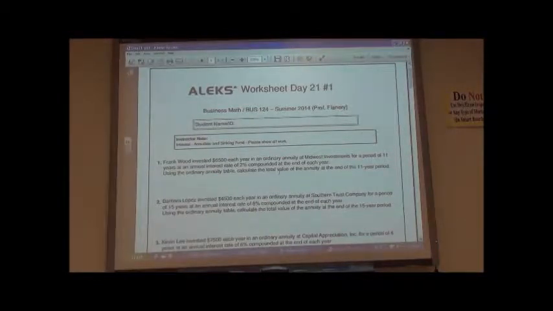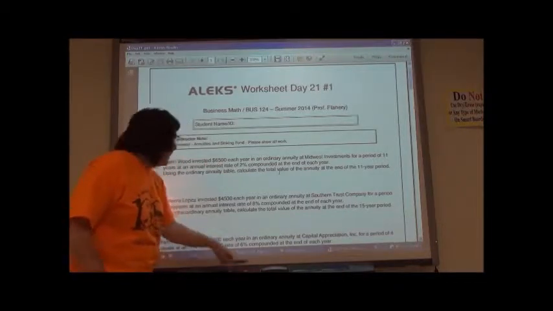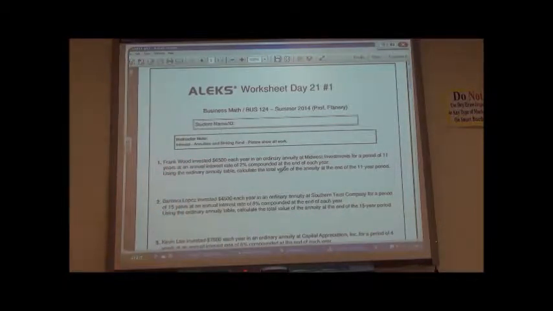Worksheet day 21, still under interest, annuities, and sinking funds. It said Frank would invest $6,500 each year in an ordinary annuity at Midwest Investments for a period of 11 years at an annual interest rate of 2% compounded at the end of each year. Using the ordinary annuity table, calculate the total value of the annuity at the end of 11 years.